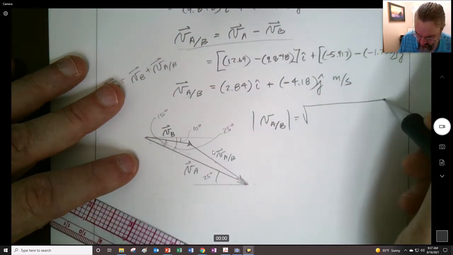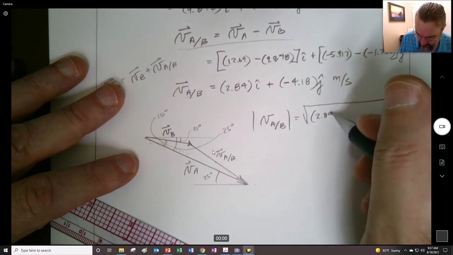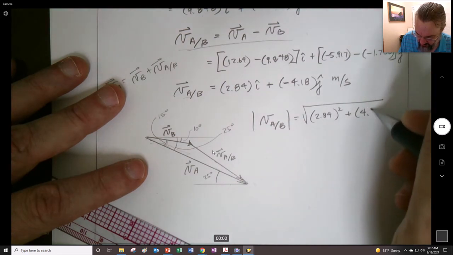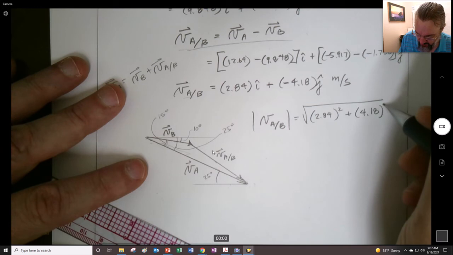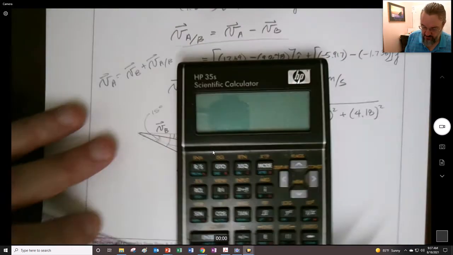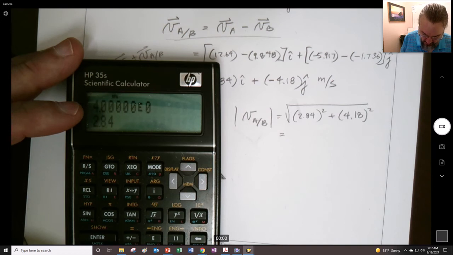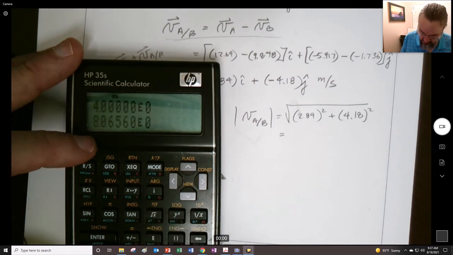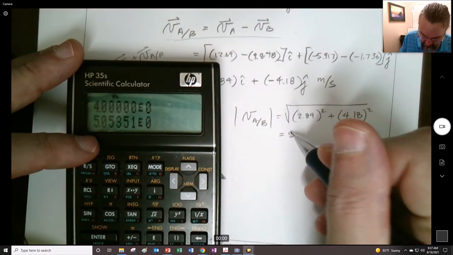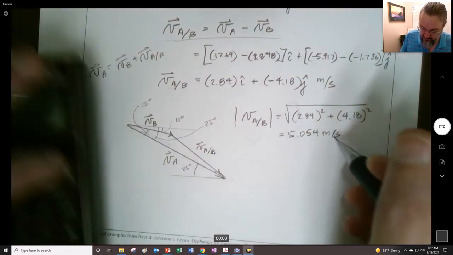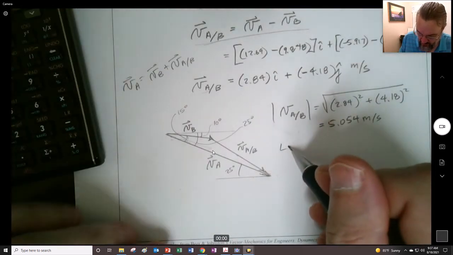We would take the square root of 2.84 squared. I wish I had the extra sig fig, but we'll keep it in there. I'm not going to recalculate it. And 4.18 squared. And if I were to find that, we go to the handy dandy Hewlett Packard calculator. Turn it on. 2.84 and take it squared. Where'd you go squared? There you go squared. And 4.18 squared. Boom. Square root. And we have 5.054 meters per second.